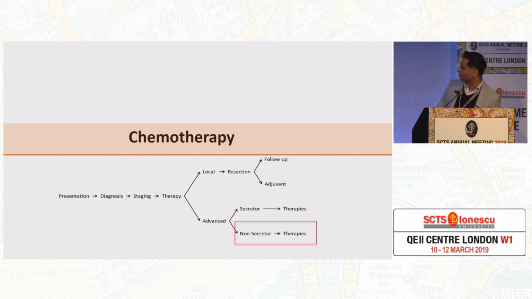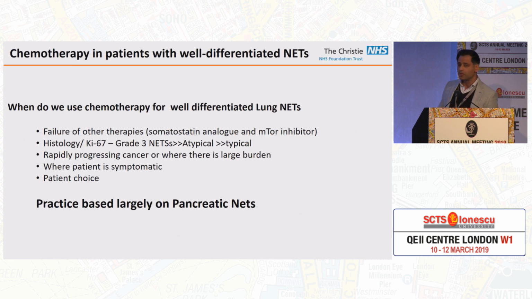So this is once again for the non-secretors. When do we use chemotherapy? So this is quite important. For the well-differentiated lung NETs, I guess we use the chemotherapy when other therapies fail. So when the somatostatin analogs and these things called the mTOR inhibitors fail. We use it when the histology and the Ki-67 scores are adverse. So I've already mentioned the grade 3 NETs and the atypical NETs. We're more likely to use it for those two conditions than the typical NETs.